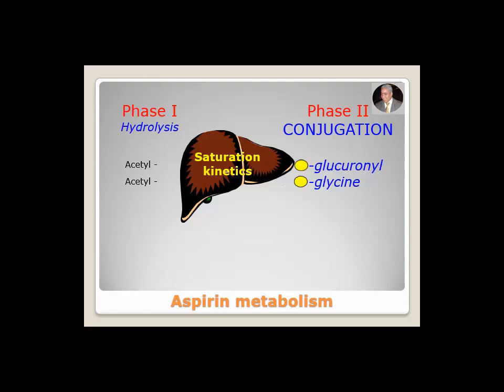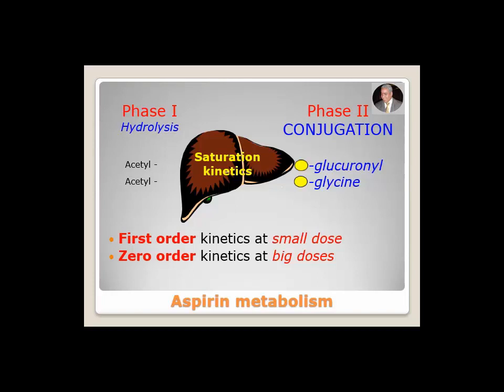This type of kinetics is called saturation kinetics. This means that at small to moderate doses, the conjugation reaction can go on, that is, aspirin follows first-order kinetics. At higher doses, above 4 grams per day, the conjugation reaction cannot accommodate the excess dose, that is, aspirin follows zero-order kinetics.